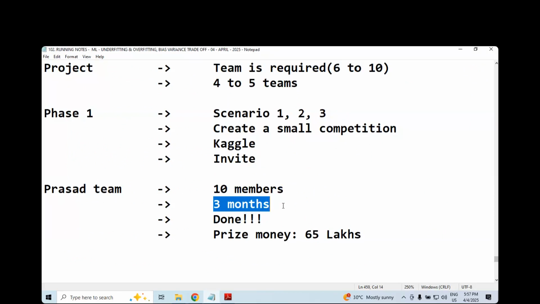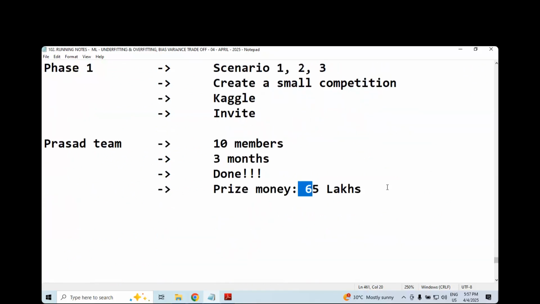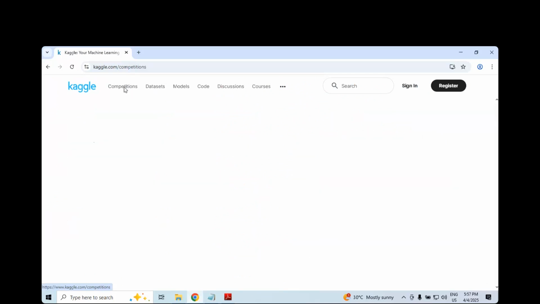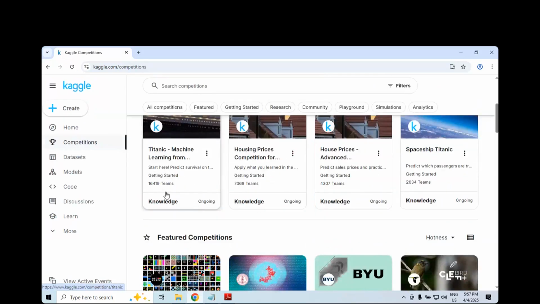No team of members. Sir, can you tell me what is the project cost actually? 1 million? Yeah, giving 65. This is okay for me actually. Okay. You just have to come here. Go to Kaggle and can you click on this one? What is this? Competitions. Nice. Click on this. Fine. This one will be, yeah, good.